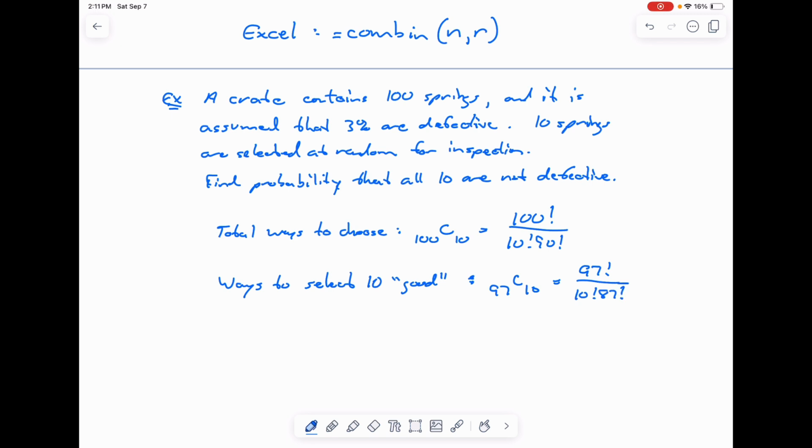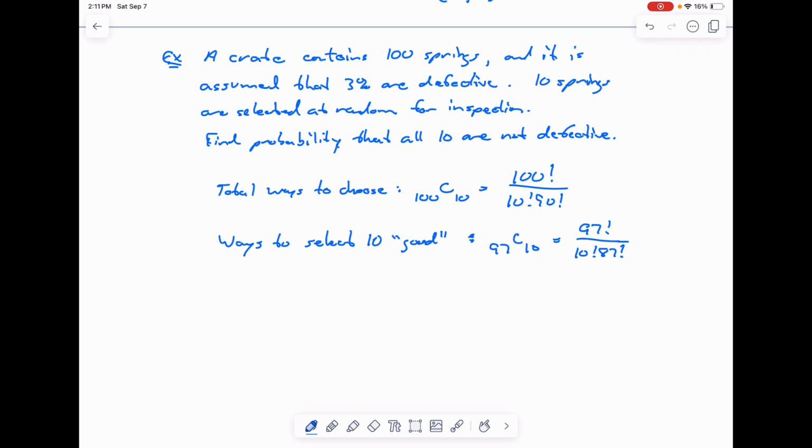Okay? All right, so basically what we have now is the numerator and denominator for our probability. The probability that none are defective is the 10 ways of getting 10 that are all good, 97 factorial, divided by 10 factorial, 87 factorial.